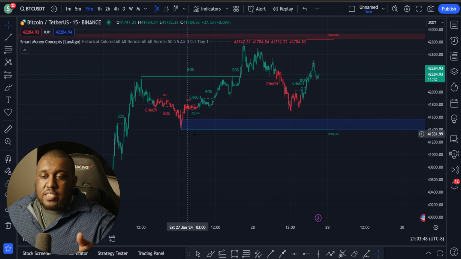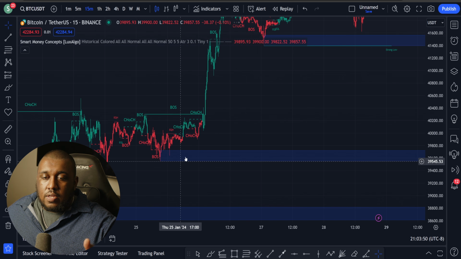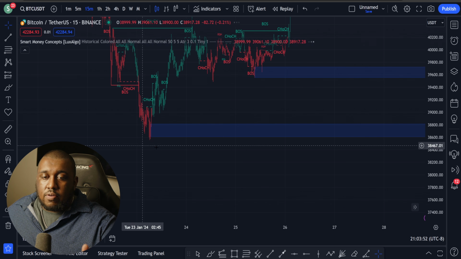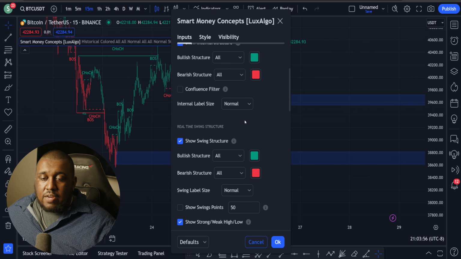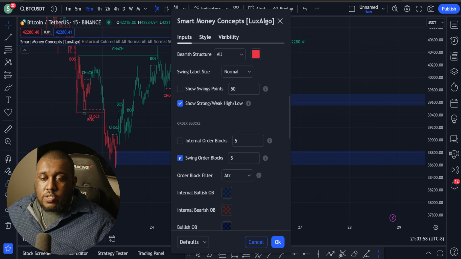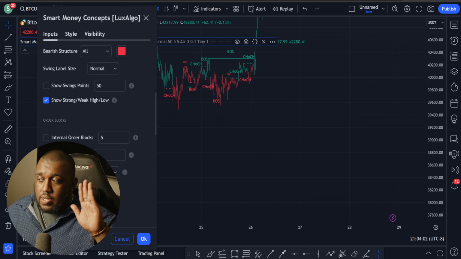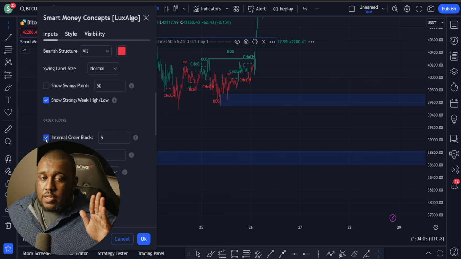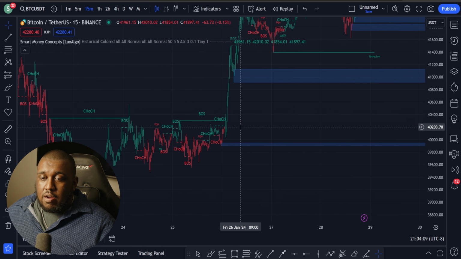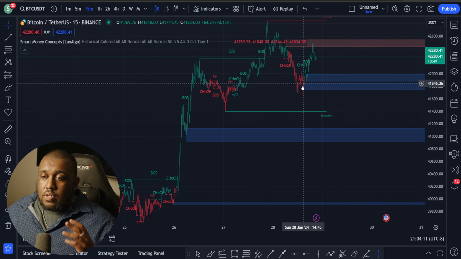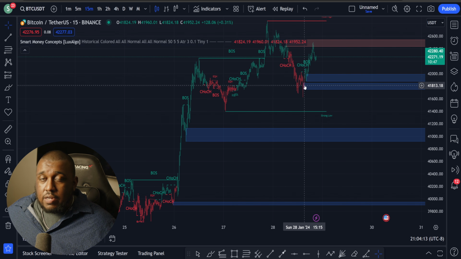You can see how this is a pretty big level of support right here. This is a pretty big level of support right here. This is definitely a pretty big level of support. If I were to interchange that right here with the internal order blocks, remember, well, swing order blocks, see where they are. Internal order blocks, not as powerful, but they're still there. They are still levels of support that you guys should be aware of.